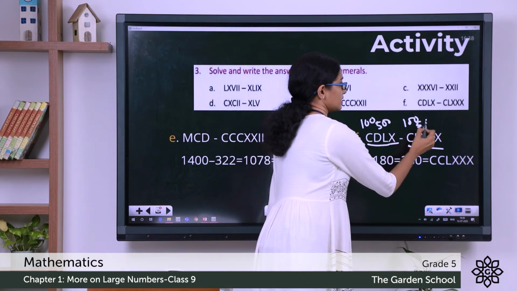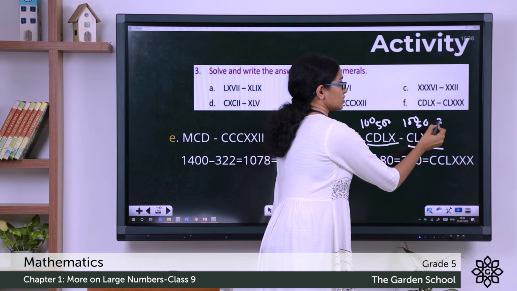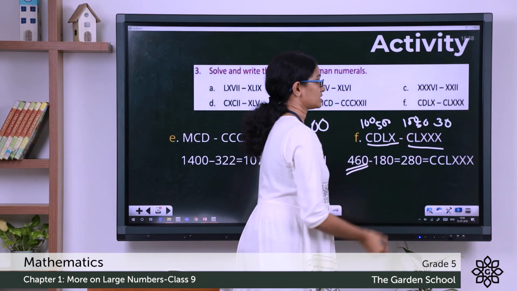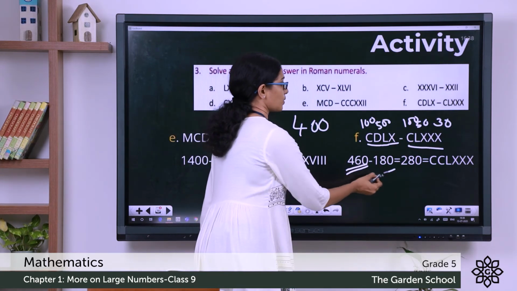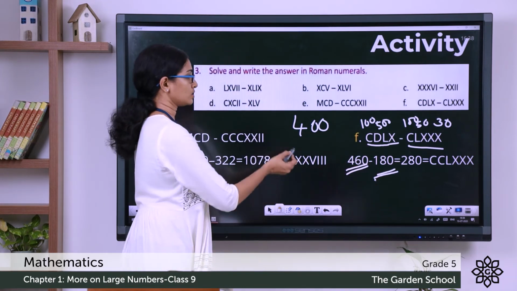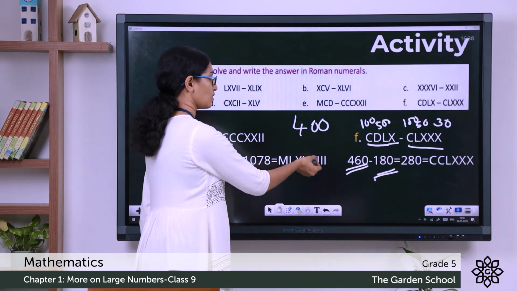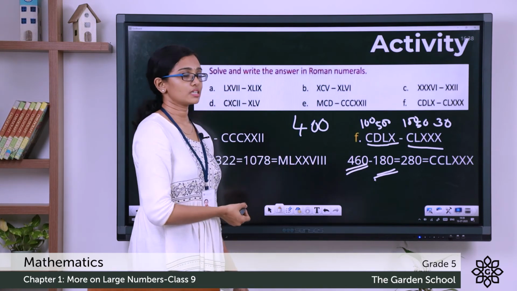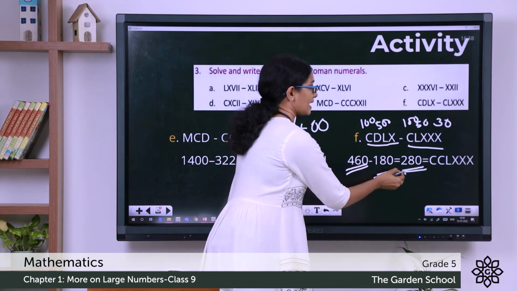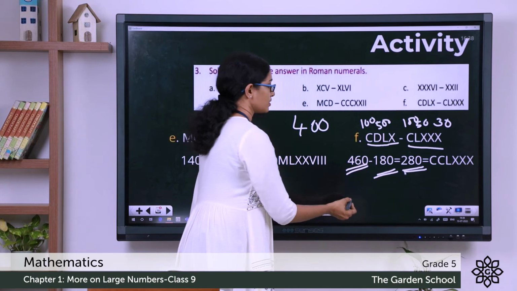L is 50, then we have 3 x's which equals 30. So 100 plus 50 plus 30 equals a value of 180. So the answer to this calculation is 460 minus 180 equals 280. Now how do we write 280 in Roman numerals?